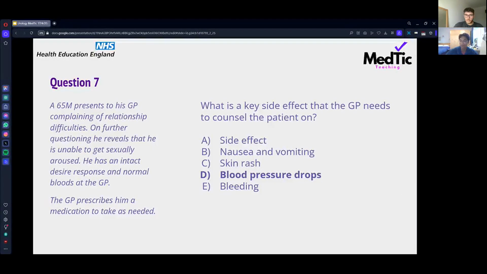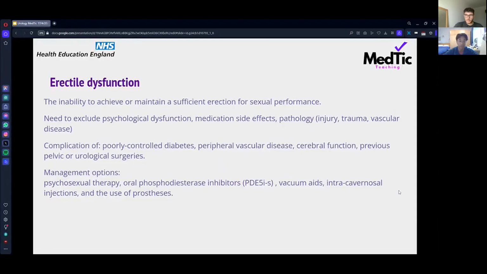So what this patient is probably complaining of is erectile dysfunction, which is defined as the inability to achieve or maintain a sufficient erection for sexual performance. This can be very frustrating for the patient, and one of the key things you need to think about is what is actually causing it. Hence taking a clear clinical history is really good.